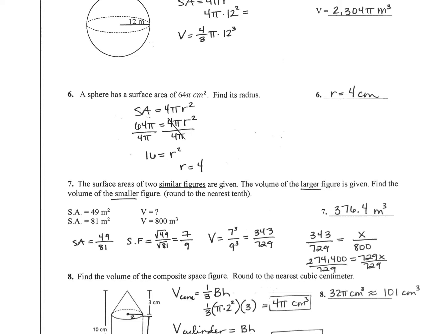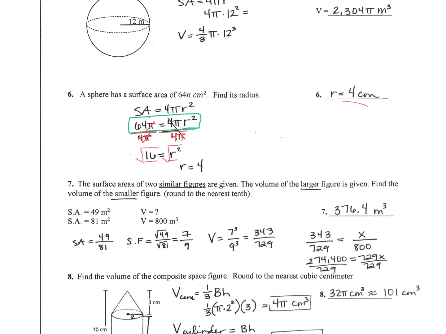So number 6 says a sphere has a surface area of 64 pi. So set that equal to the formula. You say 64 pi equals 4 pi r squared. Then you divide by 4 pi. So the pi's cancel out. That becomes 1. 64 over 4 is 16. So r squared equals 16. You square root that. You get a radius of 4.